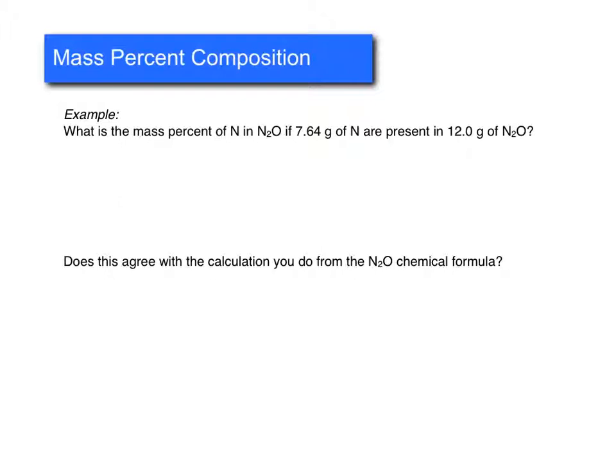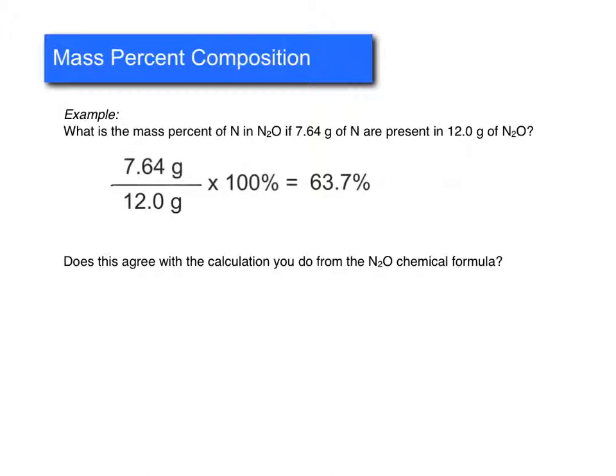Let's do an example where we have the numbers given to us. Our mass percent is going to be the mass of the nitrogen that we're looking for. So we're looking for the mass percent of nitrogen. The problem tells us we have 7.64 grams of nitrogen, and we want to divide that by the total, so it tells us that we have 12.0 grams of N2O present. That's our total mass of compound. So we do 7.64 divided by 12 times 100%, and that's going to give us 63.7%.